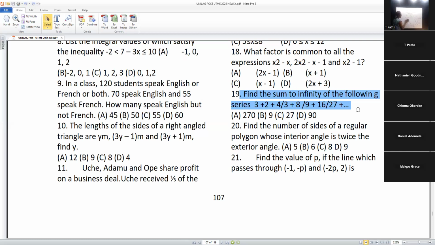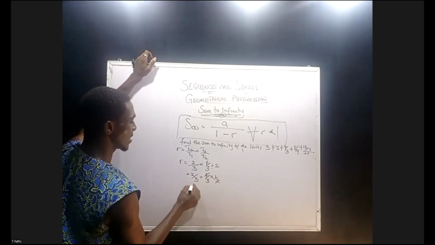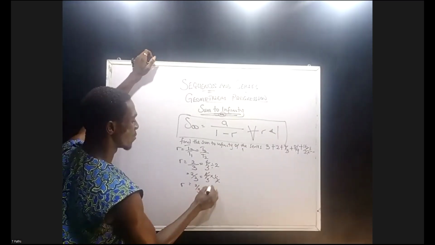Now, the first thing we did from the previous example was to look for our common ratio, and that is what we'll be doing here also. So, find the common ratio. A common ratio R equals second term divided by the first term, third term divided by the second term. So, let's assign our R. The second term is 2 divided by first term 3, must also be the same as the third term 4 over 3 divided by 2. Then 2 over 3 is also the same as 4 over 3 times 1 over 2. This cancels this, then our R remains 2 over 3.